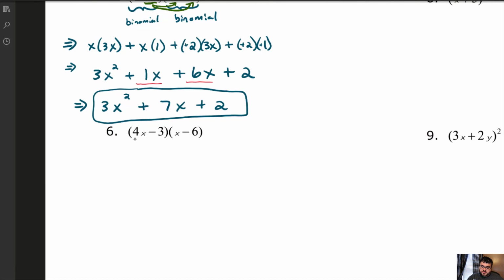So when we distribute this 4x, it's going to distribute to x, and then it's also going to distribute to, I would think about it as negative 6, so keep the minus with the 6 right there when you multiply this out. And the same thing goes for when we distribute this 3, we're going to make this negative 3. So it's going to distribute to the x, and it's going to distribute to that negative 6 right there.